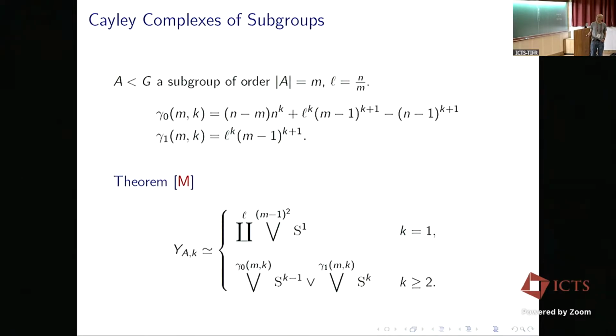And, okay, a small remark: what happens if A is a subgroup? Well, it turns out that if A is a subgroup, what you get is a bunch of spheres of both dimension k-1 and k. So you get gamma_0 spheres of dimension k-1 and gamma_1 spheres of dimension k, where these are the numbers.